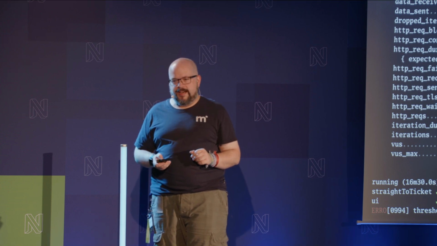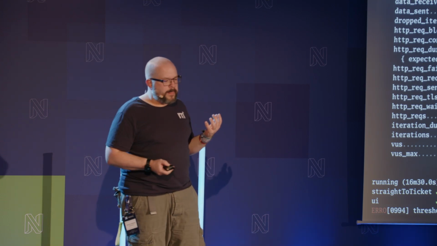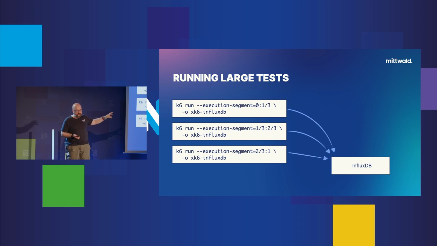If your test gets so large that you cannot comfortably run it on a single machine, you can also split up your test runner into multiple execution segments. In which case you can just have as many machines as you want in parallel have your test cases run from there, because they're stateless, and you can easily divide them up into separate execution segments and then aggregate the data into a common data source.